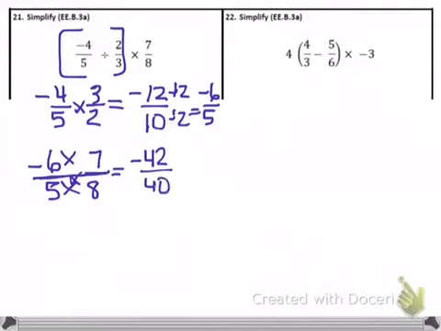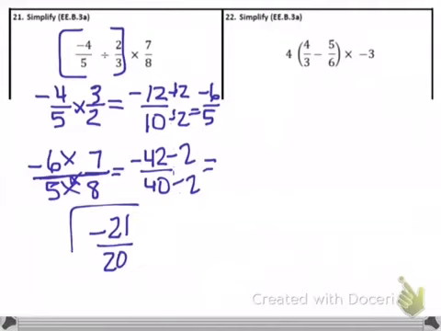Now, we want to go ahead and reduce this. You do not have to make it into a mixed number, but we do want to go ahead and reduce it. And the way that we're going to do that is we are going to divide both of these by 2. And when I do that, I'm going to get -21/20ths. And that is the correct answer.